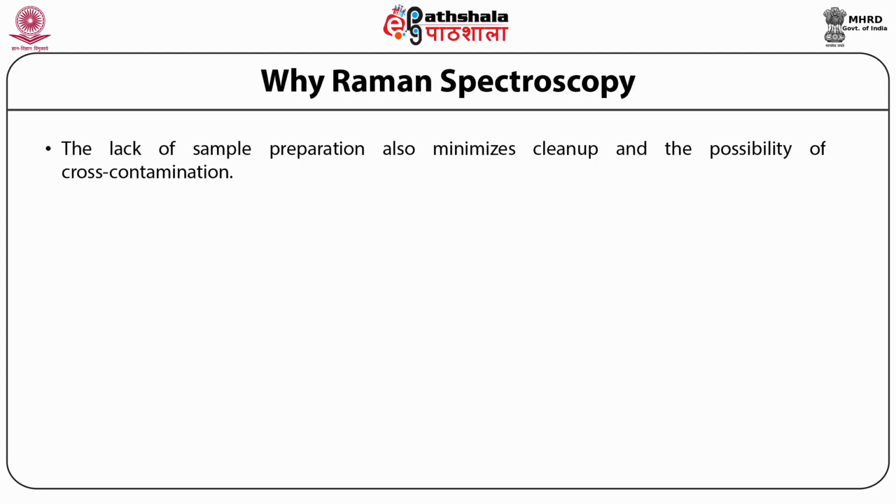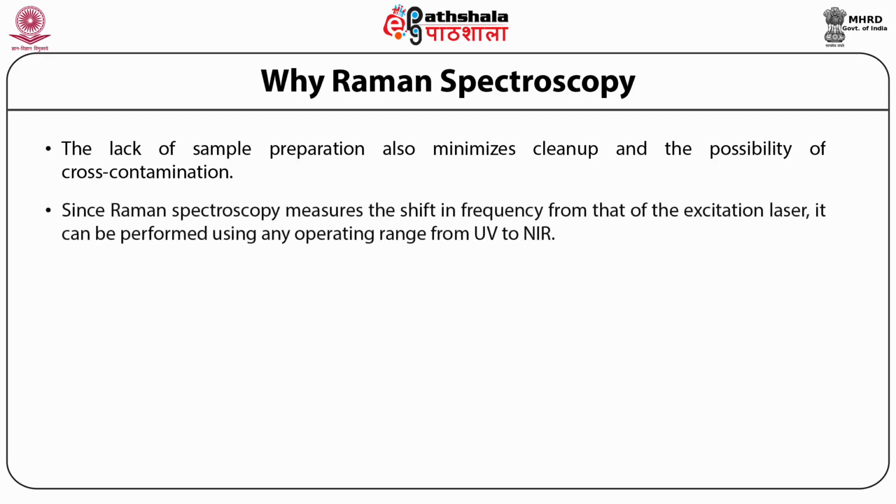Raman spectroscopy also has several advantages. Unlike other vibration techniques, its operational wavelength is usually independent of the vibrational modes being studied. Since Raman spectroscopy measures the shift in frequency from the excitation laser, it can be performed using any operating range from UV to NIR. It thus permits access to vibrational mode information normally associated with wavelengths ranging from 2 to 200 micrometers.